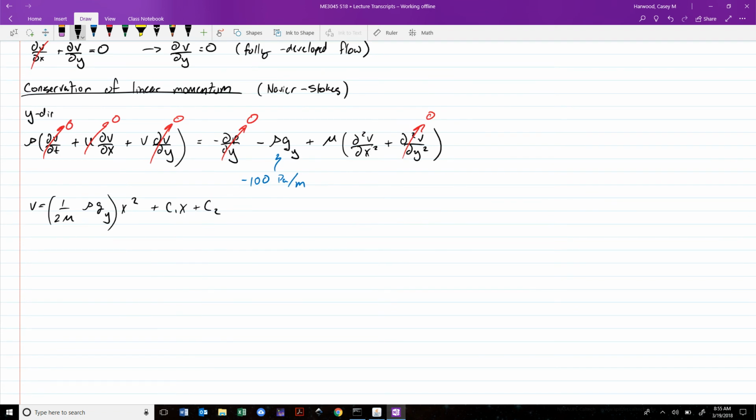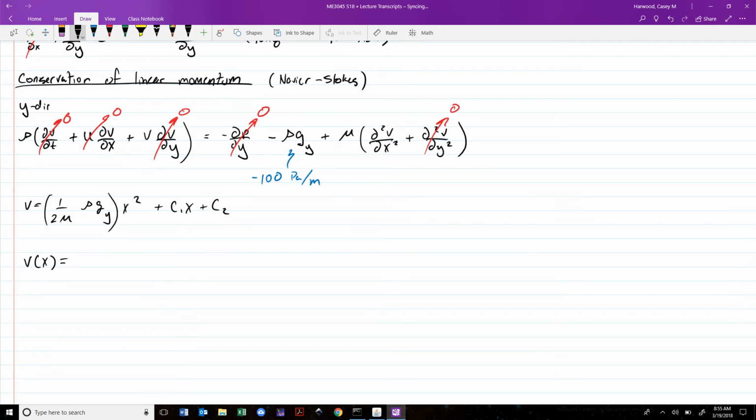So if we applied those boundary conditions, I'll spare you the details here, we'd end up with Vx equal to negative rho gy over 2 mu times y times x times x minus h.